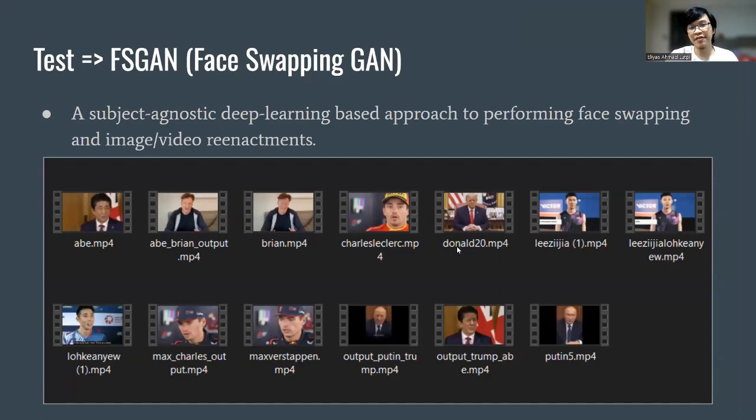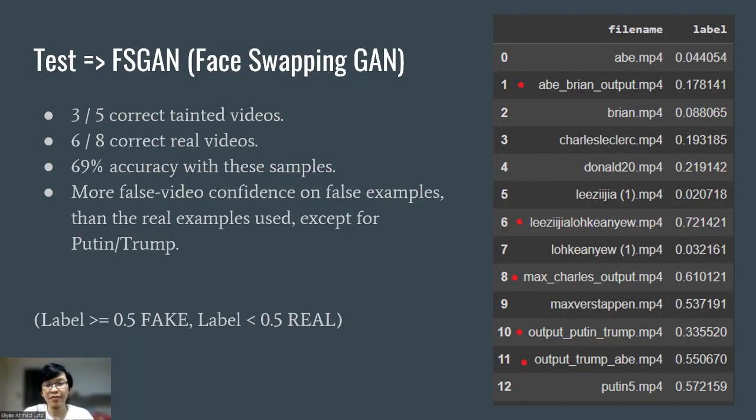Next up, my test is on FSGAN, or Face Swapping Generative Adversarial Network. It is a subject-agnostic deep learning-based approach to perform face swapping and image video reenactments. Out of my tainted videos, 3 out of 5 are correctly identified, and out of the real videos here, 6 out of 8 are correctly identified. These samples create an overall accuracy of 69%. Once again, just like the previous example, we have more fake video confidence on the fake examples than the real examples used, except for the Putin Trump output.